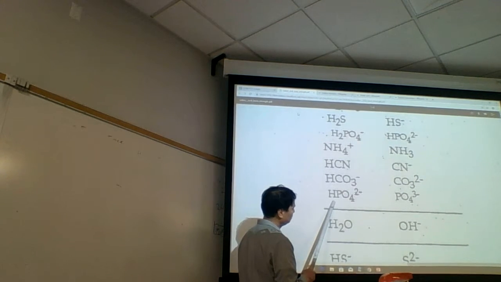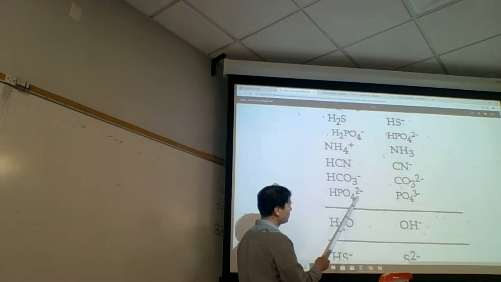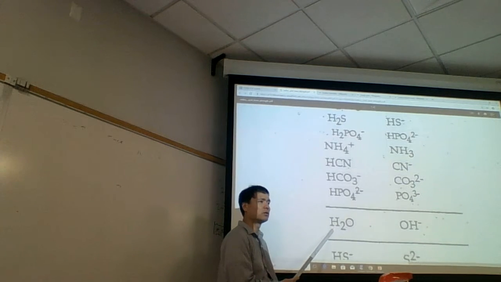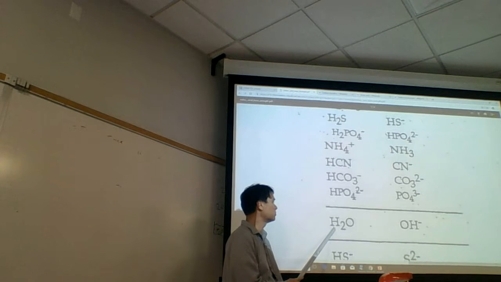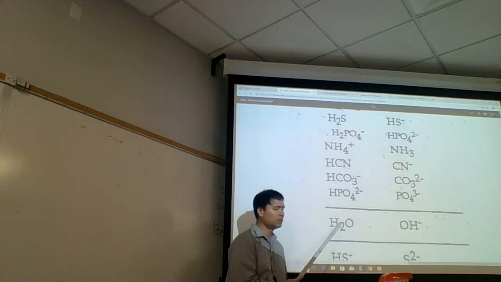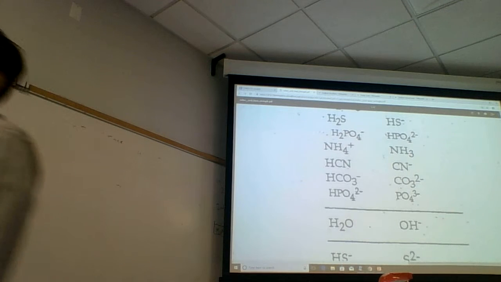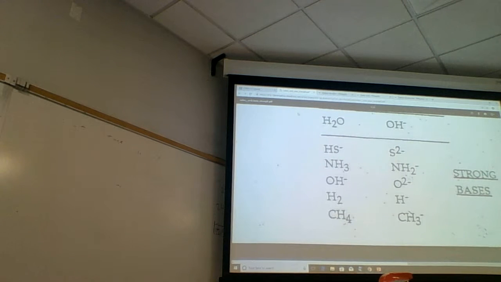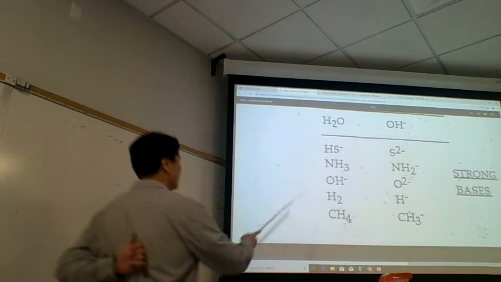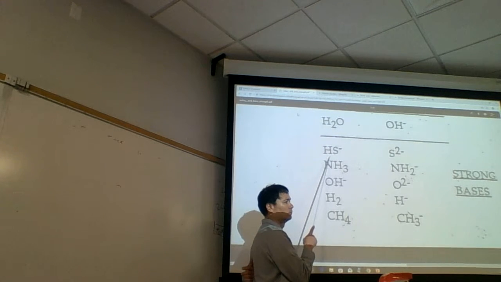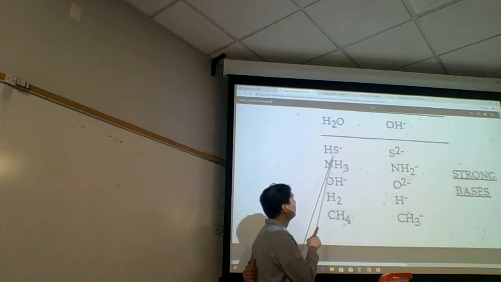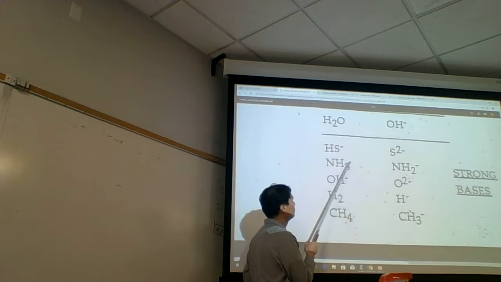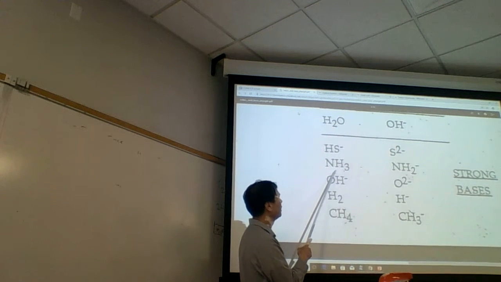What's this one called? Hydrogen phosphate or monohydrogen phosphate ion. This is water. Water turns out to be an acid as well, but it's not a very good acid. So it's way down here at the bottom. But water turns out to be a better acid than these ones down here. It turns out to be a better acid than, what's this called? Hydrogen sulfide or bisulfide. Bi is used for bisulfide ion or hydrogen sulfide ion.